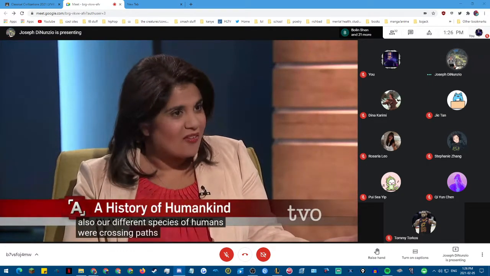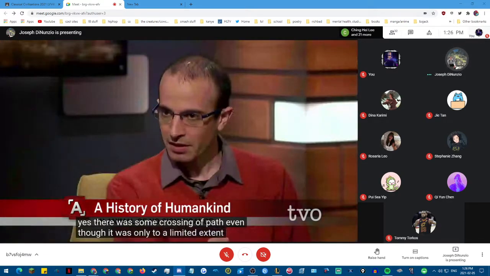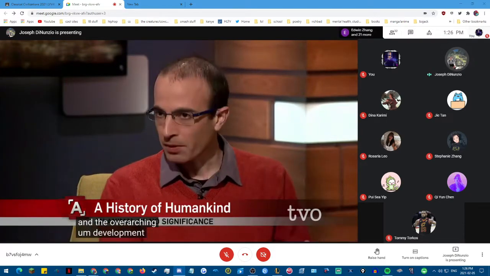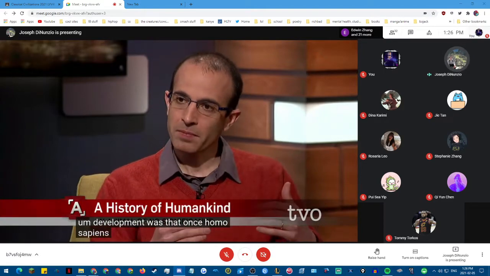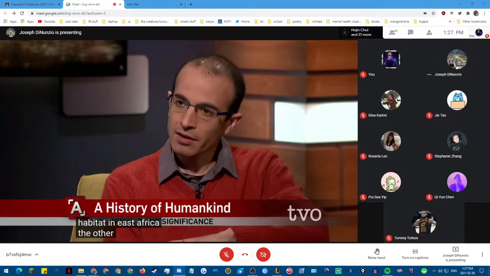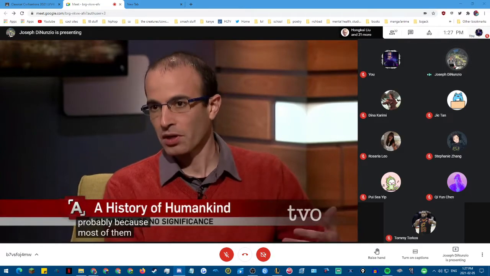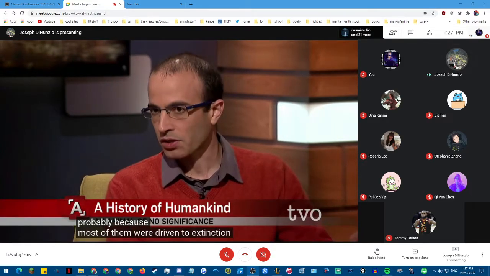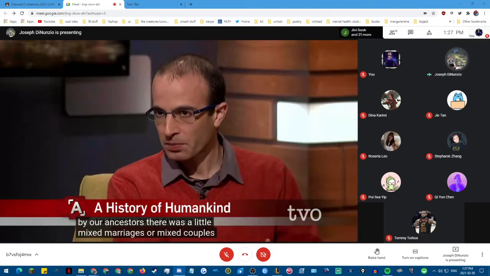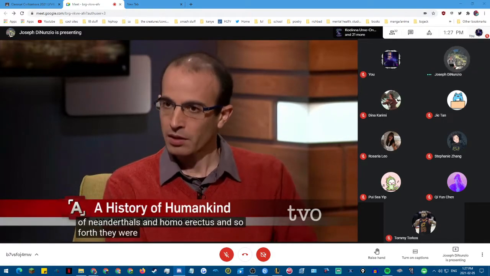So our different species of humans were crossing paths? Yes, there was some crossing of paths, even though it was only to a limited extent. And the overarching development was that once Homo sapiens started to spread out of its initial habitat in East Africa, the other human species disappeared, probably because most of them were driven to extinction by our ancestors. There were a few mixed couples, but most of the population of Neanderthals and Homo erectus and so forth were driven to extinction.